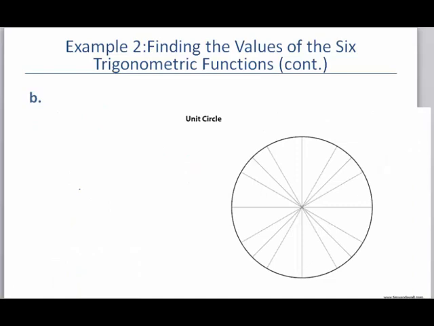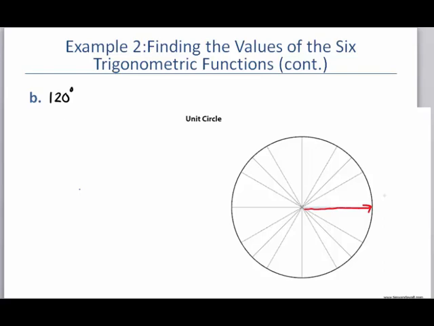Okay, so let's go ahead and take a look at part B of this problem. Our angle in part B was 120 degrees. So we're going to start the same way. We're going to sketch 120 degrees on my unit circle. So my initial side is going to lie here. Now I need to find 120.